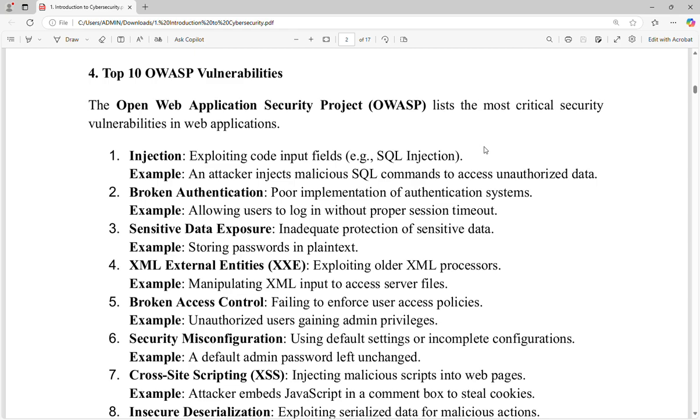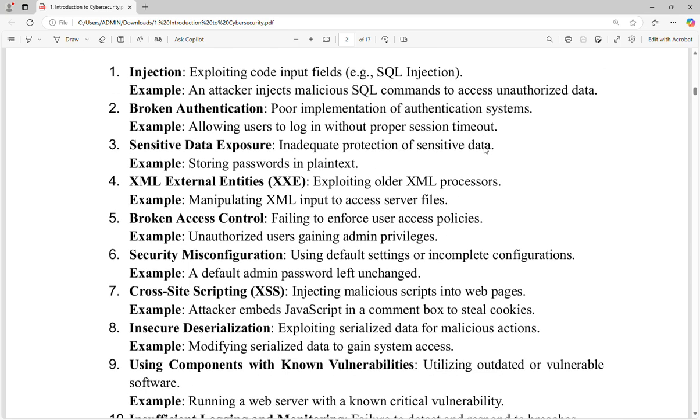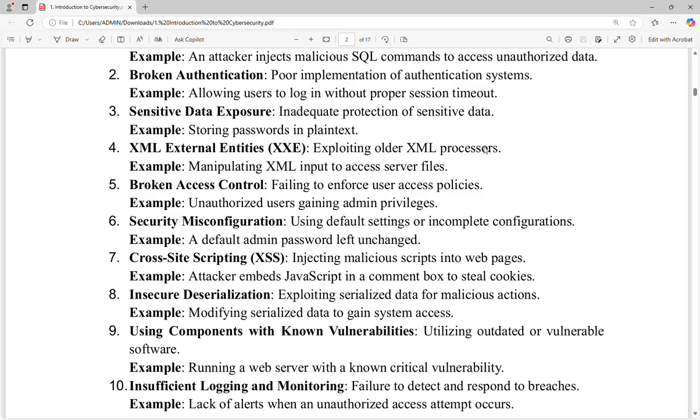We also have cross-site scripting, which is injecting malicious script into web pages. An example is when an attacker embeds JavaScript in a comment box to steal cookies, your browsing cookies. And then we also have insecure deserialization, which is exploiting serialized data for malicious action. Example is modifying serialized data to gain system access.